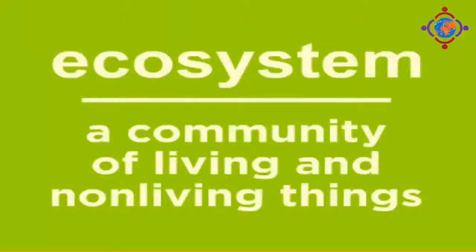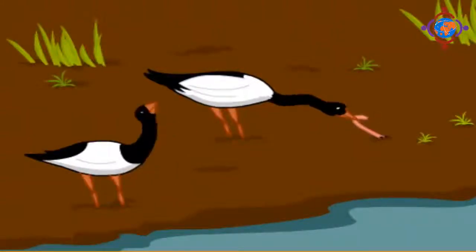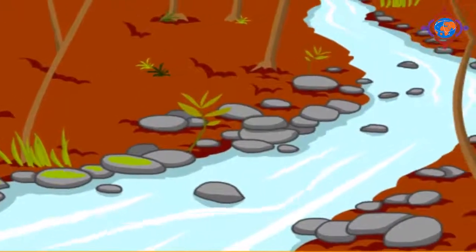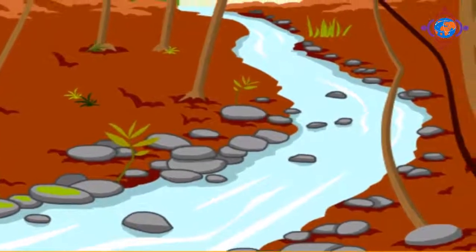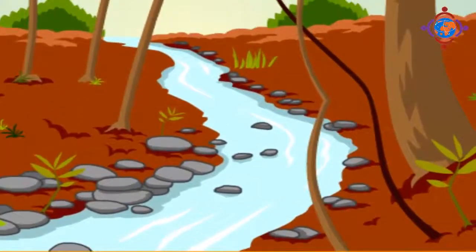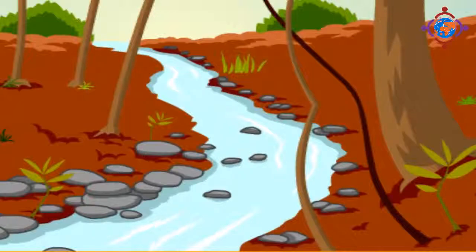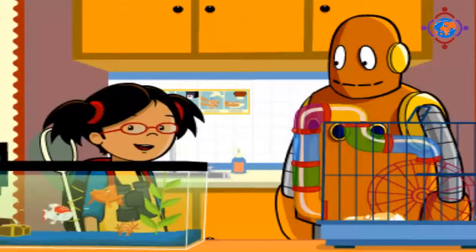An ecosystem is a community of living and non-living things. All living things have relationships with other living things. Living things also need non-living things, like rocks, soil, water, or air to survive. One ecosystem can have many habitats.